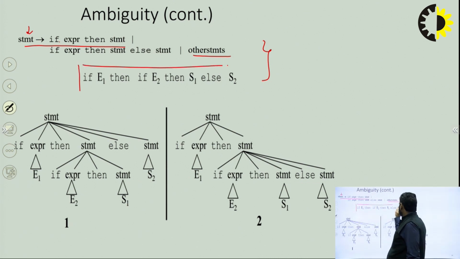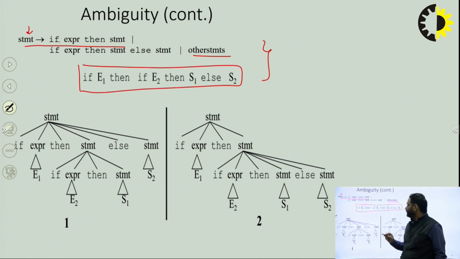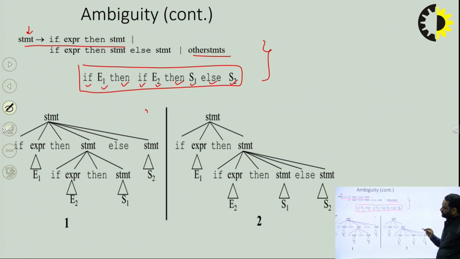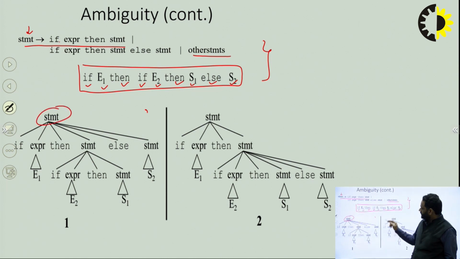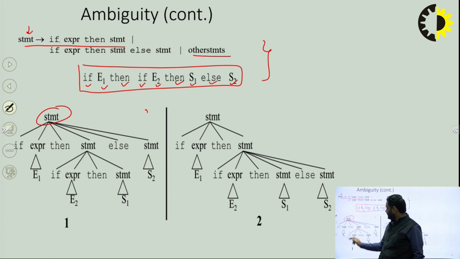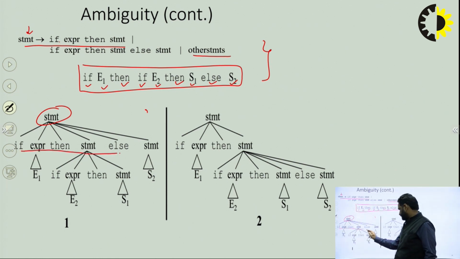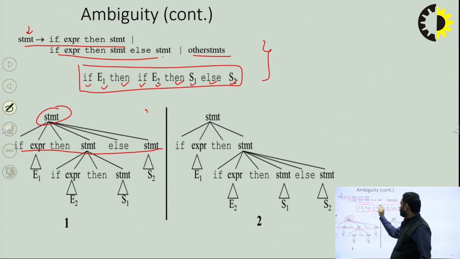And this is the string we have given: if E1 then if E2 then S1 else S2. We are converting this to a possible parse tree. We are starting with the start symbol, statement. We are using the second production rule, that is, if expression then statement else statement.